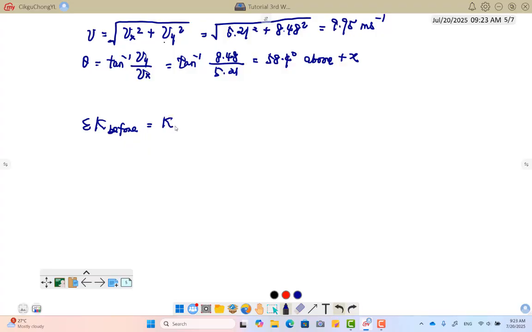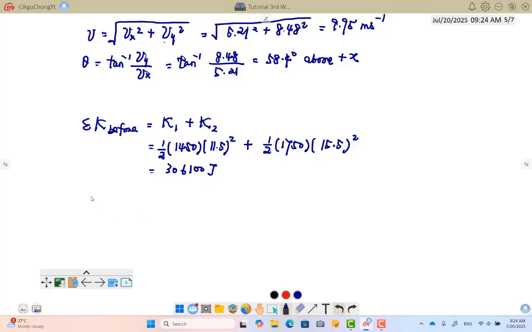So before the collision, we have the kinetic energy of car 1 plus the kinetic energy of car 2. So we have half, the mass of car 1 is 1450, the velocity of car 1 before collision is 11.5 squared. The kinetic energy for car 2 before collision will be half, 1750 multiplied by the velocity of car 2 before collision, 15.5 squared. Then I get the total kinetic energy before collision as 306,100 joules.